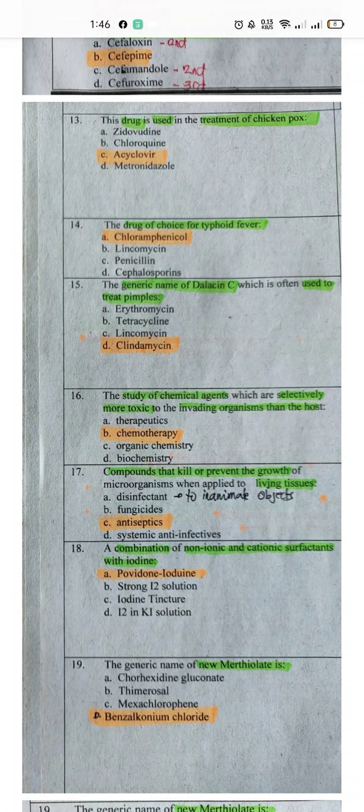Number 15, the generic name of Dalacin C, which is often used to treat pimples, is your clindamycin. So, your clindamycin is recommended for the treatment of upper respiratory, skin, and tissue infections caused by susceptible bacteria. So, the brand name of clindamycin is your Dalacin C.